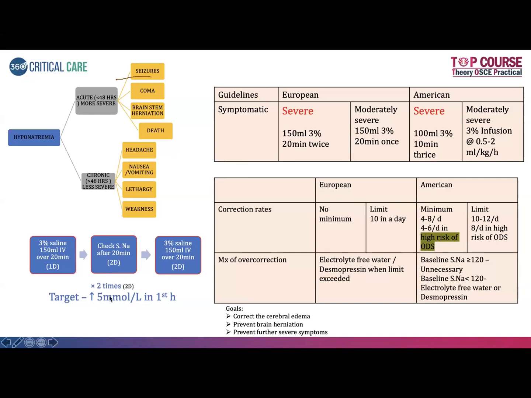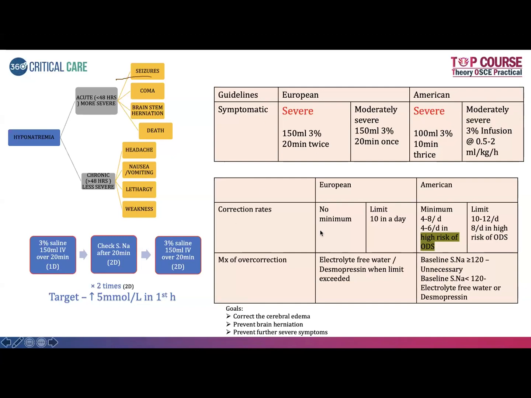So if there's no improvement, or if your target of 5 is not reached, again, you can give a bolus. So maximum you can give twice. Okay, this is as per the European. Whereas as per the American guidelines, they suggest 100 ml over 10 minutes thrice. In case of moderately severe, you can give 150 milligram over 20 minutes once. In American guidelines, for moderately severe, 3% infusion can be given at a rate of 0.5 to 2 ml per kg per hour. So that's the recommendation for severe symptomatic hyponatremia.